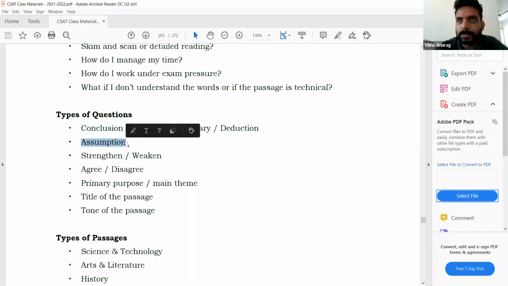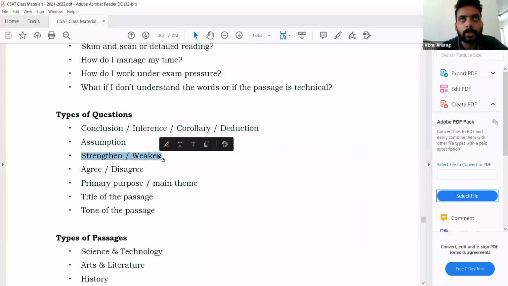Second is assumption. Assumptions are things that the author believes to be true, so you have to identify assumptions. Then third is strengthen, weaken. You will be asked to choose an option that either strengthens or weakens the position of the author. These questions are not very common. Same with agree, disagree. They may come, but not that common. One or two may come. You'll be given some statements and you'll be asked which of these statements the author will agree with or disagree with.